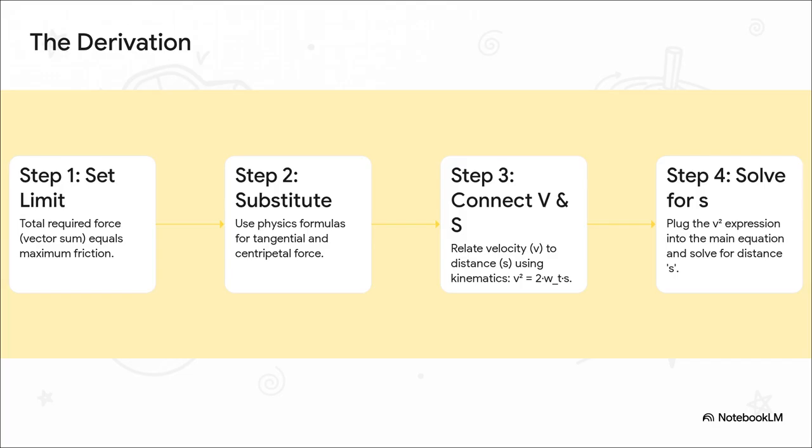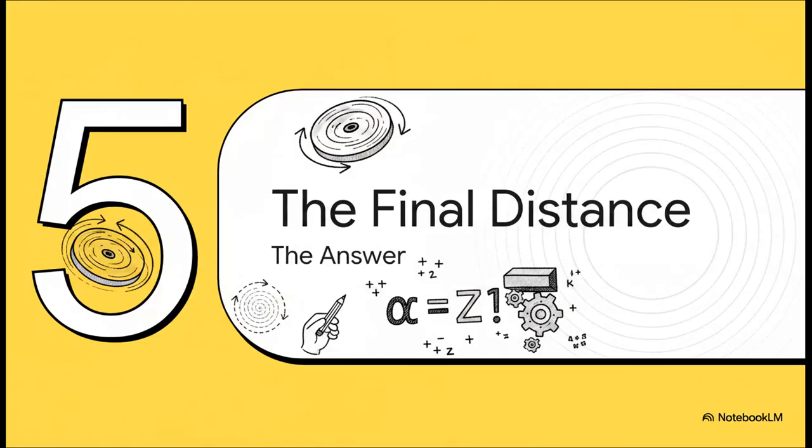Step 3 is the clever part. Our velocity v is always changing. We need a way to relate it to the distance the car has traveled, s. We can use a basic kinematics equation for that. And finally, step 4 is just algebra. We plug our expression for velocity into the main equation and solve for the one thing we're looking for, the distance, s. So after all that work, we've derived our master formula.